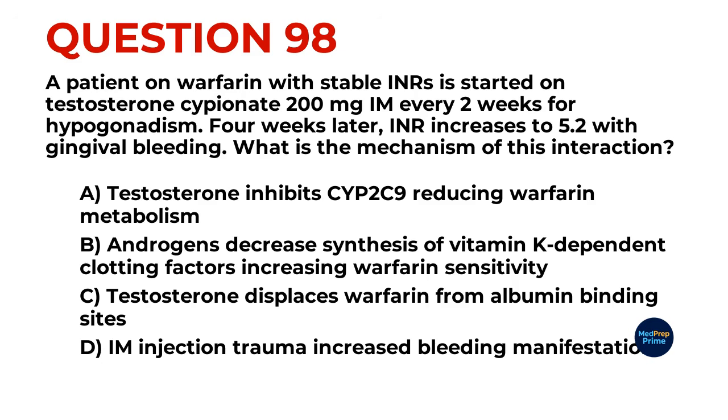Option A, testosterone inhibits CYP2C9, reducing warfarin metabolism. Option B, androgens decrease synthesis of vitamin K-dependent clotting factors, increasing warfarin sensitivity. Option C, testosterone displaces warfarin from albumin binding sites. Option D, IM injection trauma, increased bleeding manifestations.